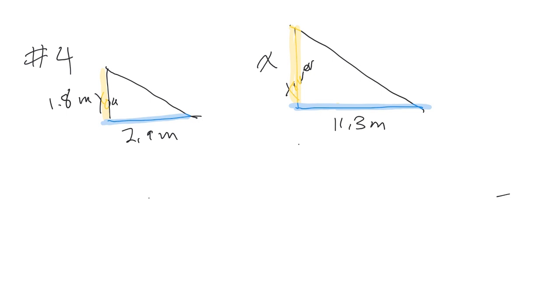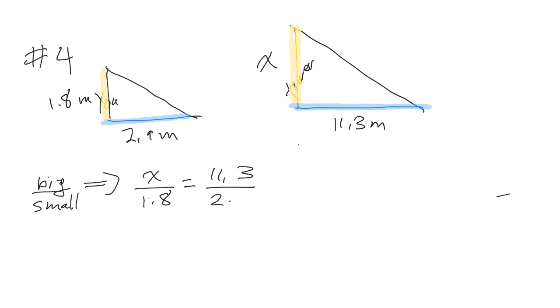So now what I do is, remember, I always do either small over big or big over small. So I'm going to do big over small this time. The ratios that we have are, for the height, X over 1.8 is equal to 11.3 over 2.9. Now that we have that, we have to cross multiply.